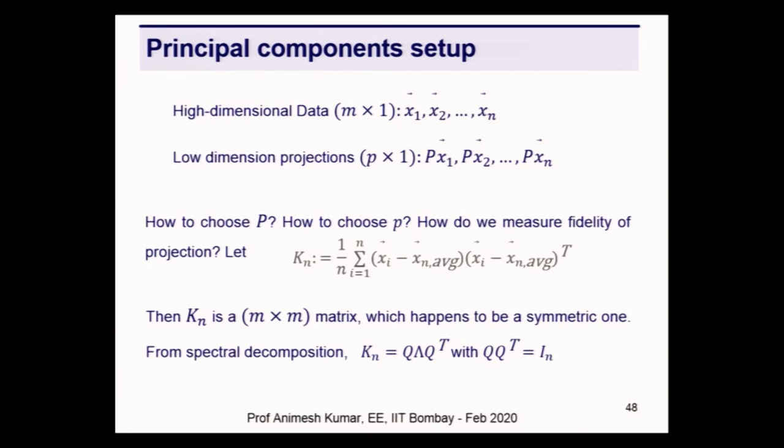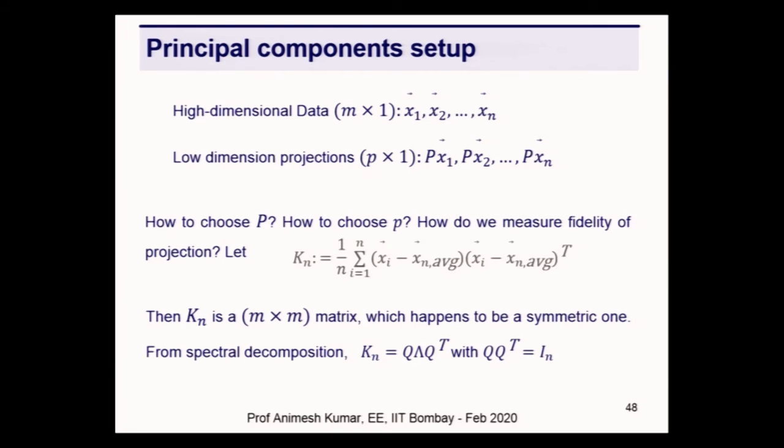So the first step is you compute the average of all these points. That's what this xn average here means. Given training points, you can always compute the average, so this is not a big deal. So I can just compute the average and then look at the difference between each point with respect to that average and take its outer product, average it all out, right? So this will give you the covariance, or the empirical covariance as we call it. So this Kn here is the empirical covariance of all these points xi.